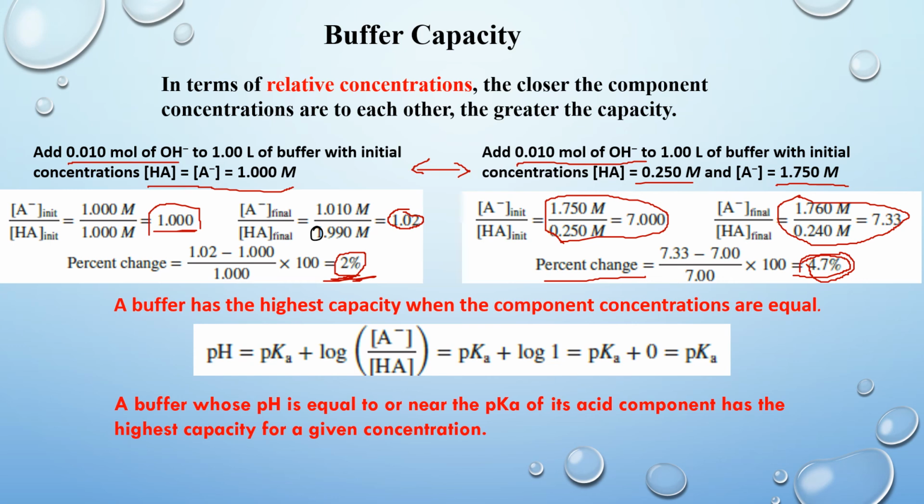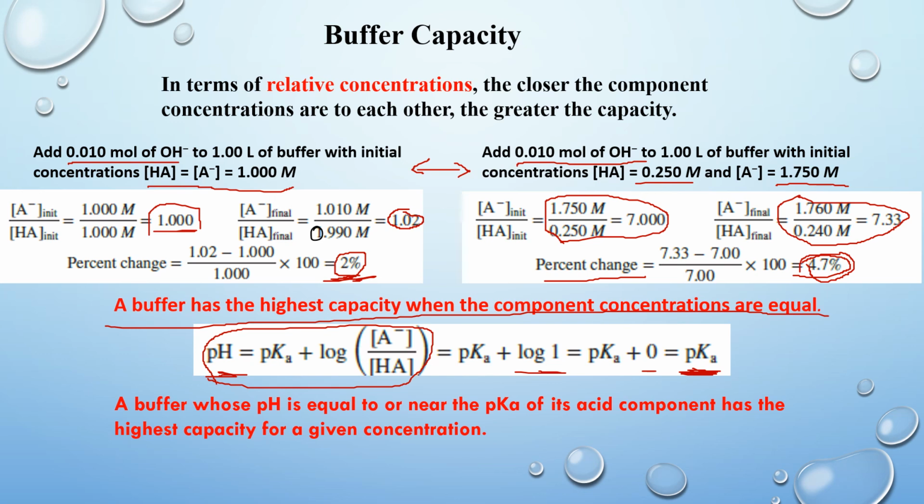Right, so to explain this conclusion using equations, we can use the equation we derived in the previous slide. When the concentrations of the acid and the base are equal, this is log 1, which equals 0. Right, so the pH is equal to the pKa of the acid. So we say that a buffer whose pH is equal to or near the pKa of its acid component has the highest capacity at a given concentration.